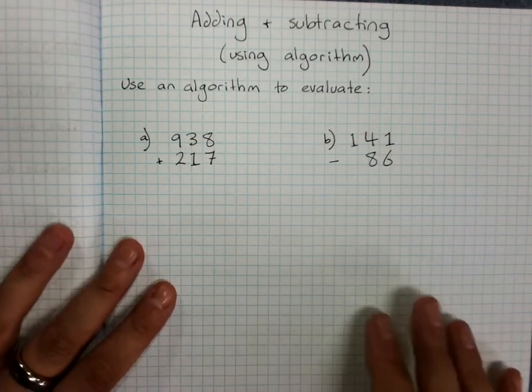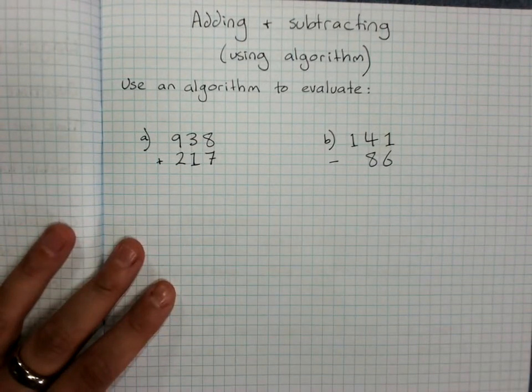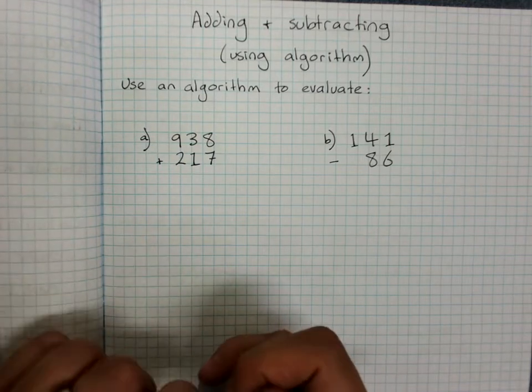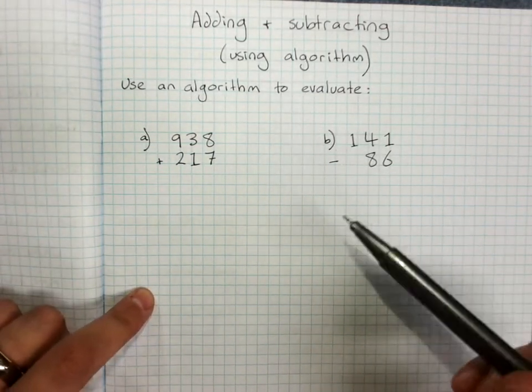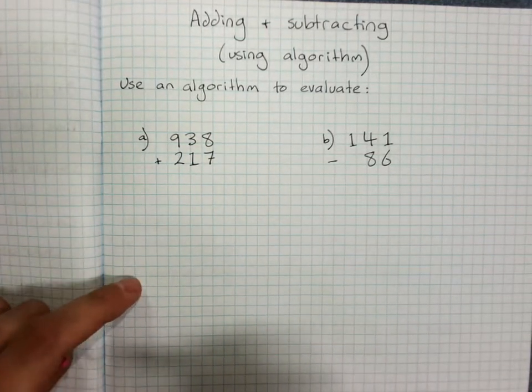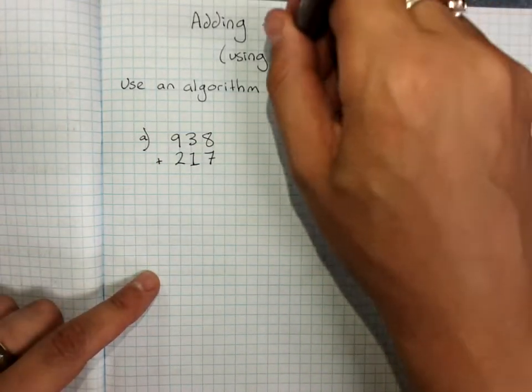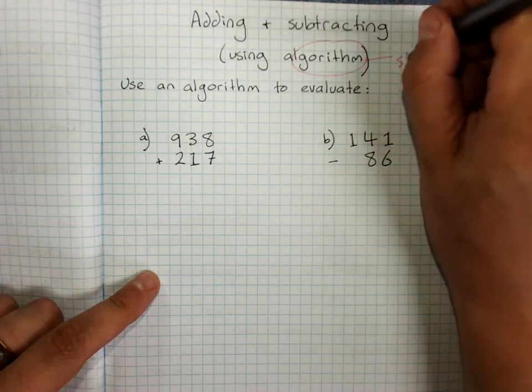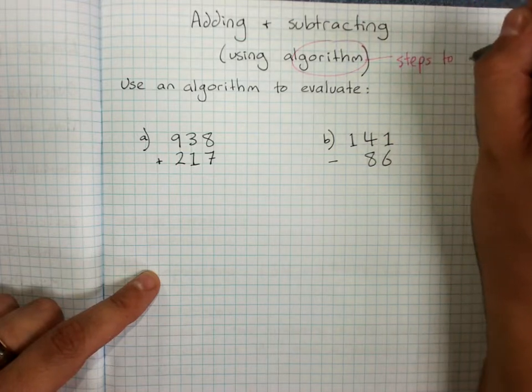Adding and subtracting using algorithms. Now, an algorithm is just a process or a set of steps that we use to solve a problem. So, steps to solve a problem.